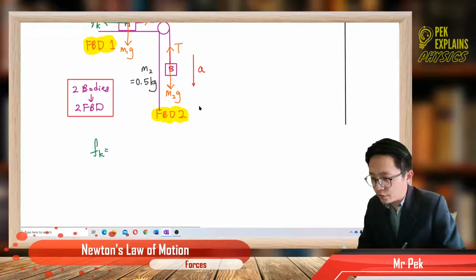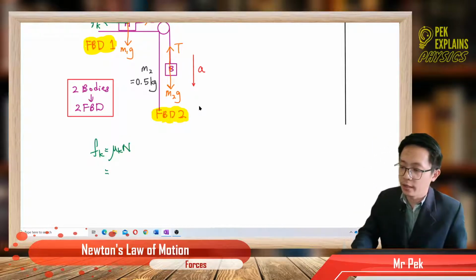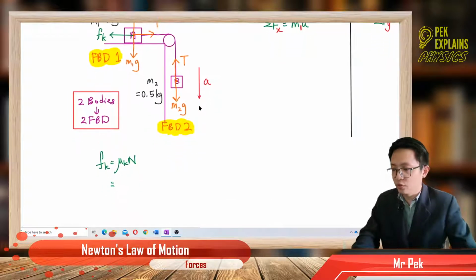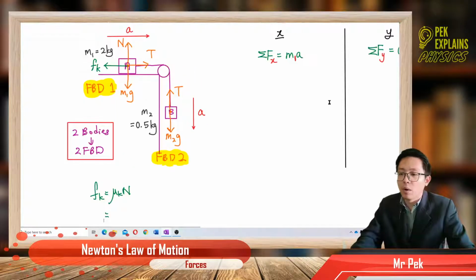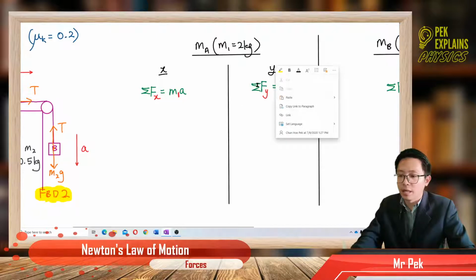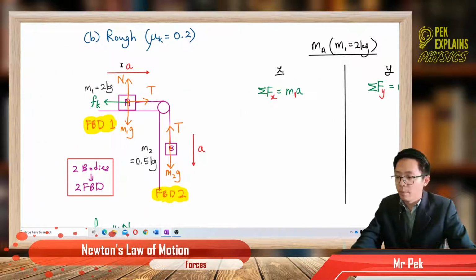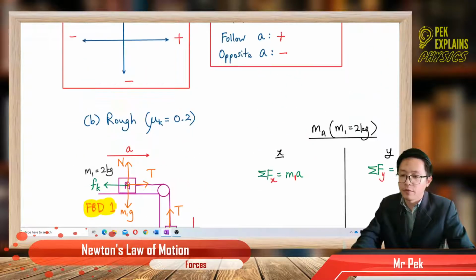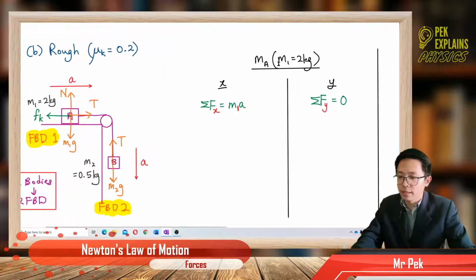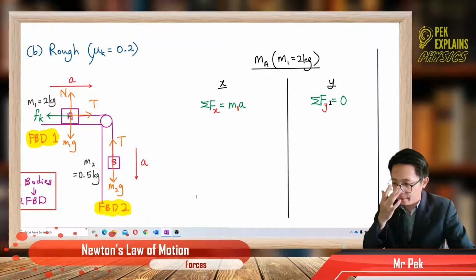Okay, how to find friction? Friction is mu k times the normal force, and that's the formula. Now we have friction, so we need to find the normal force. To find the normal force, we need to consider the y component, which has the normal force. If we want to get friction, we must find the normal force. So that's why for mass A, we have x and y now. We need to find the y.